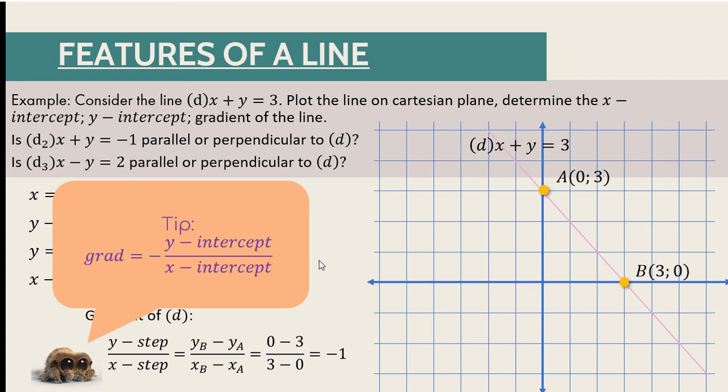And from this problem, we will have a very useful tip to quickly calculate the gradient of a line. It is the opposite of y-intercept divided by the x-intercept. Remember that y-intercept divided by x-intercept and add the minus sign before the result.